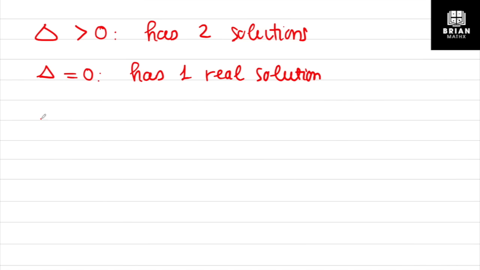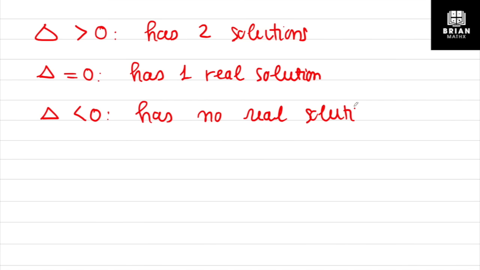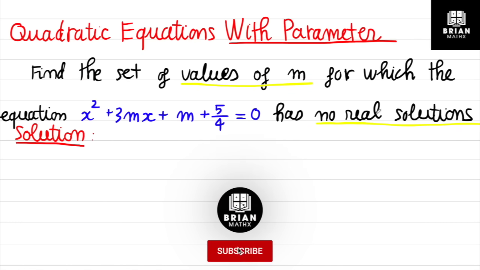And the third case, the discriminant is less than 0. It means the quadratic equation has no real solution. So 0, 1, 2 solutions for greater than, equal to, and less than 0, or positive, equal to 0, and negative. That is the first thing you need to know for solving this equation.